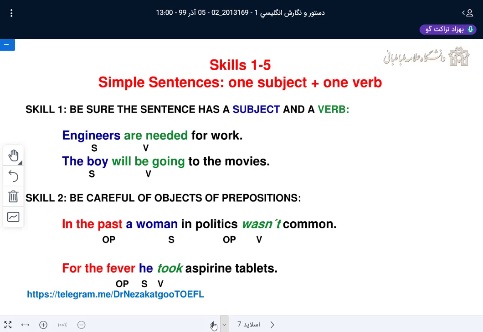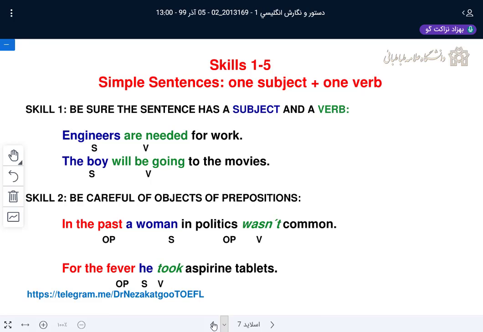Well, if you look at the book, on page 98, there are skills, and the first skill is to be sure the sentence has a subject and verb. So actually, we will see some sentences in English have one subject and one verb, and it's very important for all of us to find the subject and verb in these sentences. So we will try to find them.